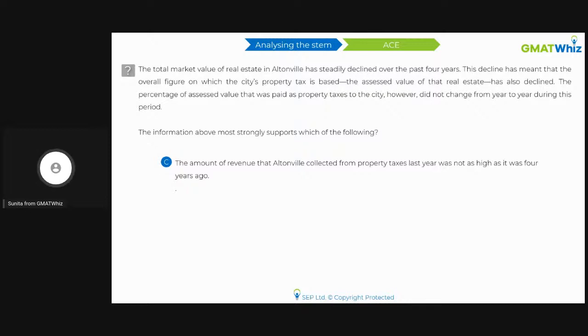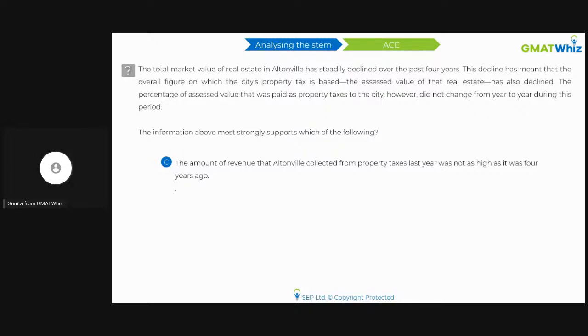Sorry guys for being blunt, but I have my students come and tell me, ma'am, this is what I'm doing and this is what is going wrong. So I know the pain points. So let's never be superficial. Let's always understand the stimulus in such a manner that we are able to eliminate the incorrect answer choice for the right reasons and accept the correct answer choice also for the right reasons.